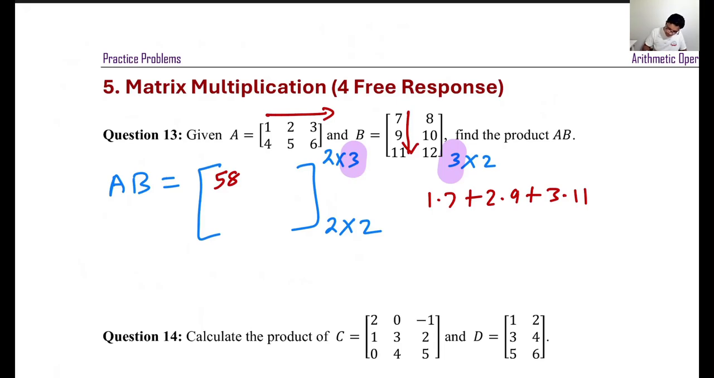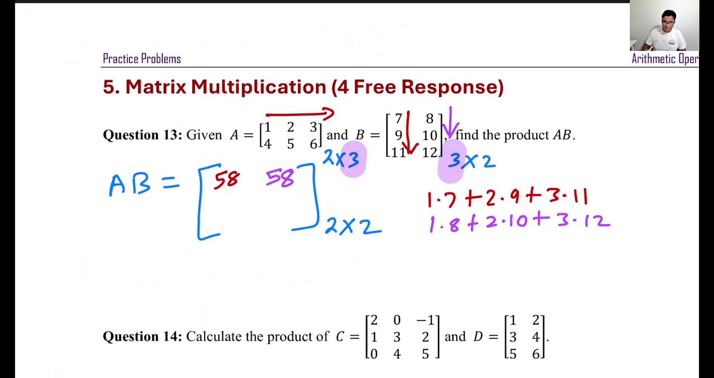And now I will go to the second column. It will be 1 times 8 plus 2 times 10 plus 3 times 12. So that is 8 plus 20, 28 plus 36, 64... again 58. Is that right? Interesting. That comes here.